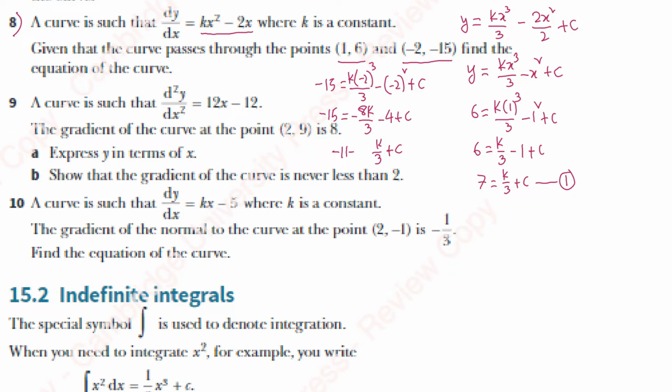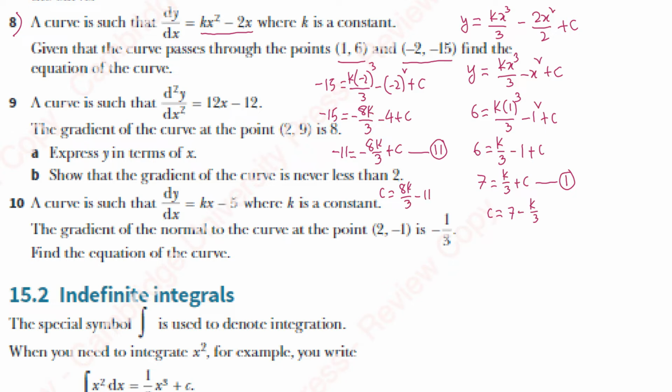So it is actually -11 = -8k/3. So we can write here equation number 2. Now make c the subject from here, then you can write c = 7 - k/3, and if we make c the subject from that expression, you can write c = 8k/3 - 11.